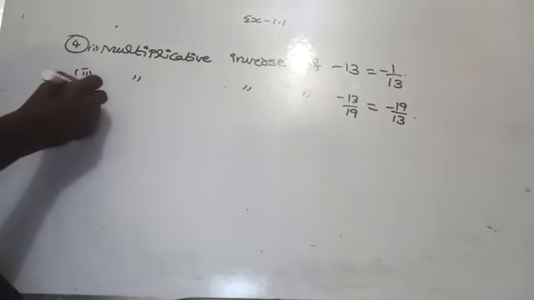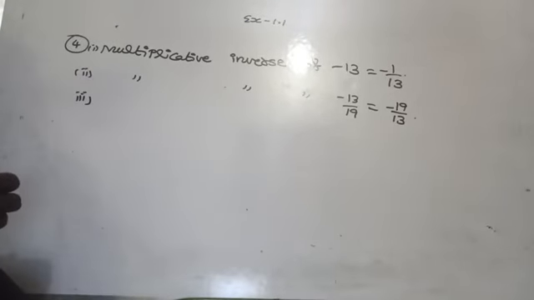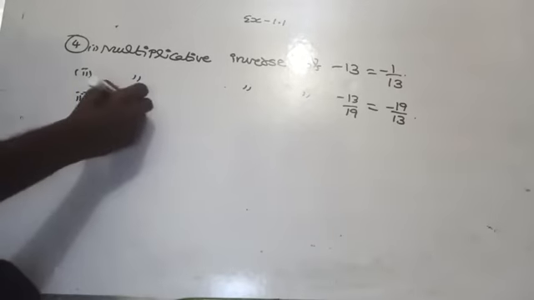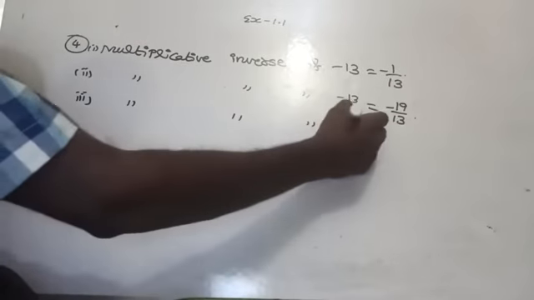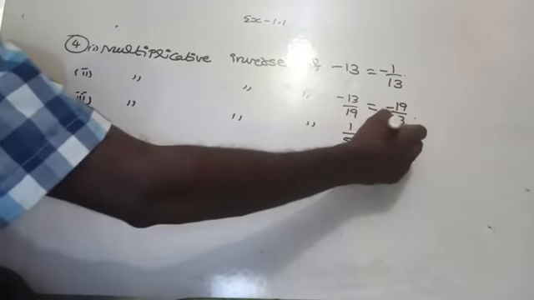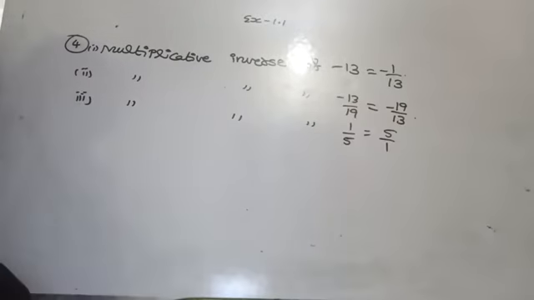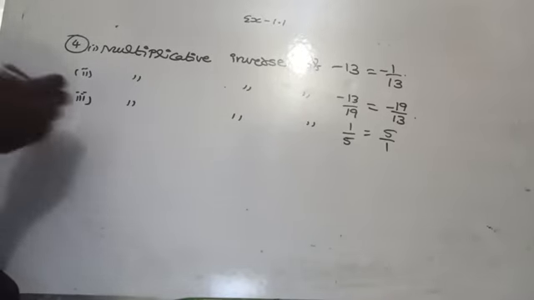Come to the third part now. Multiplicative inverse of 1 by 5. Take the reciprocal, 5 by 1. Am I right? Yes.